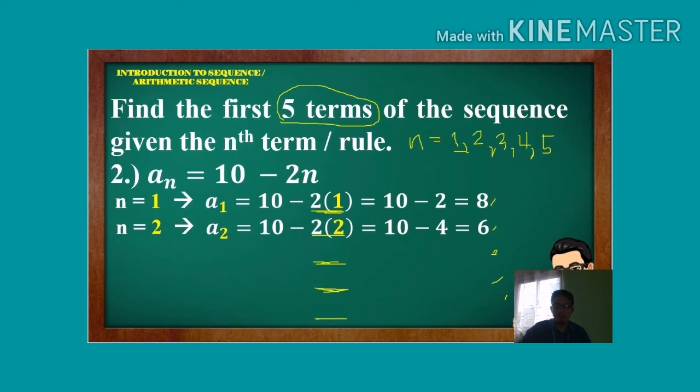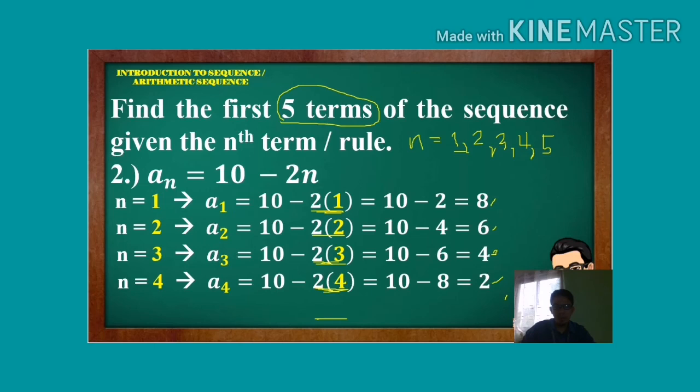Next, we have n is equal to 2. It will be a sub 2 equals 10 minus 2 times 2. And if we multiply 2 times 2, it will be 4. 10 minus 4 is equal to 6. If n is equal to 3, you have a sub 3 equals 10 minus 2 times 3. Using MDAS, multiply first 2 and 3, it will be 6. And then 10 minus 6 is equal to 4.